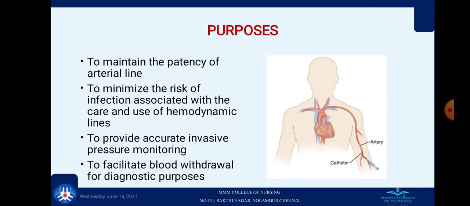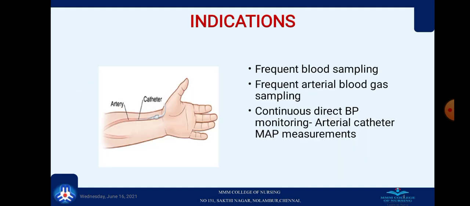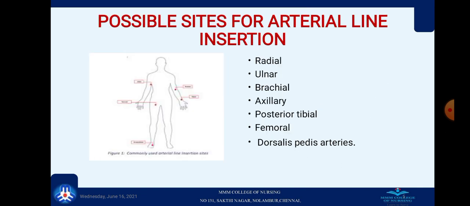Purposes: to maintain the patency of the arterial line, to minimize the risk of infection associated with the care and use of hemodynamic lines, to provide accurate invasive pressure monitoring, and to facilitate blood withdrawal for diagnostic purposes. Indications: frequent blood sampling, frequent arterial blood gas sampling, continuous direct BP monitoring, arterial catheter, mean arterial pressure measurements.